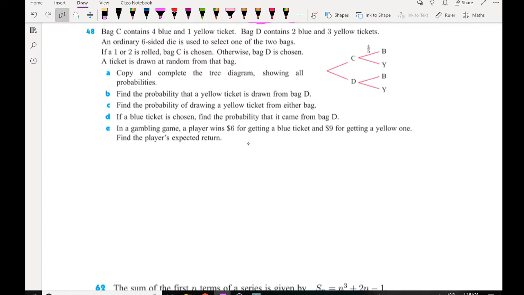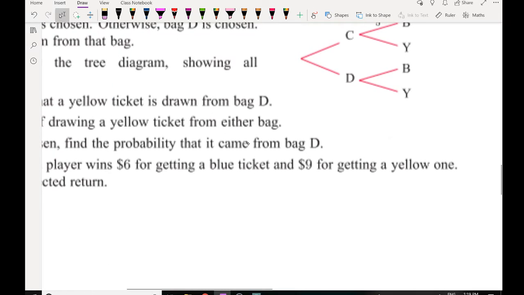And you said 48D, so that means you made it most of the way through this question. Now, me looking at it from scratch, I'm going to go through just to get my bearings. So we have bag C contains 4 blue and 1 yellow tickets. Bag D contains 2 blue and 3 yellow tickets. An ordinary 6-sided die is used to select one of the 2 bags. If a 1 or 2 is rolled, bag C is chosen. Otherwise, bag D is chosen. A ticket is drawn at random from that bag. Okay. So, dependent probabilities.